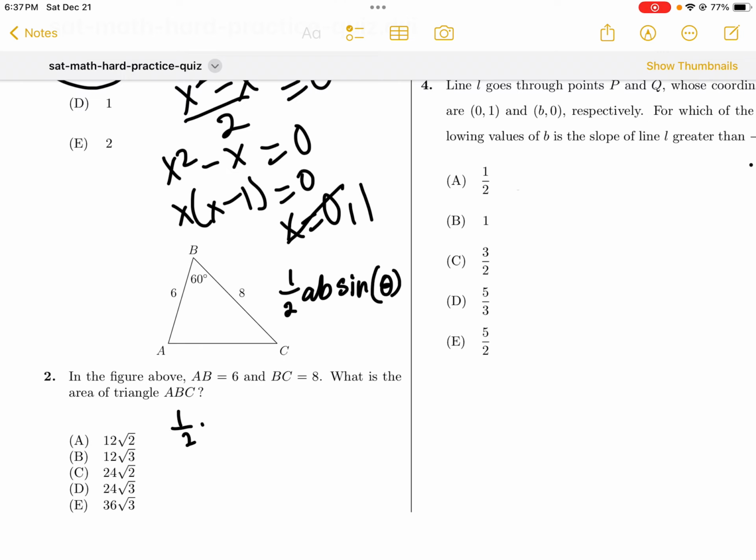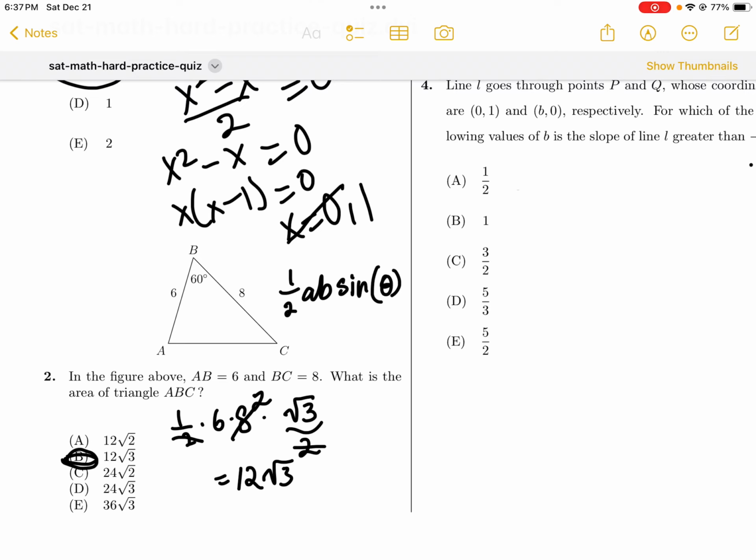So I can write this formula out. Sine of 60 is √3 over 2. I can cancel out 2 and 2 and make this 8 and 2, 2. Right? This is like doing 8 divided by 4. So our answer would be 12√3. And we'd be done.